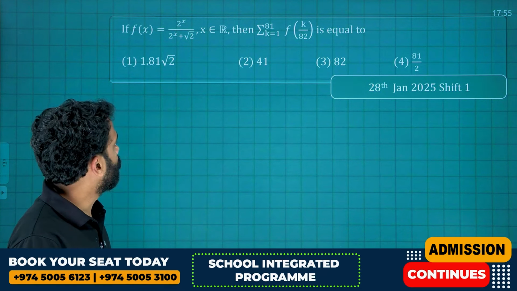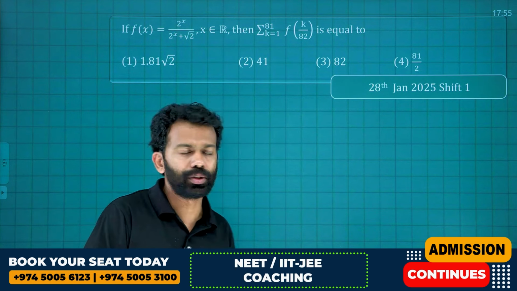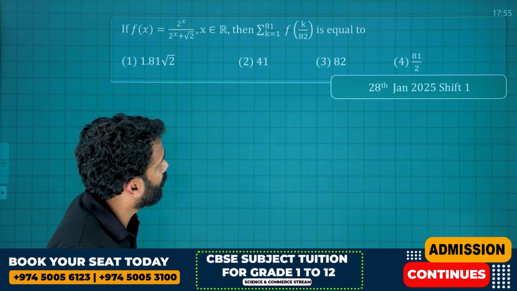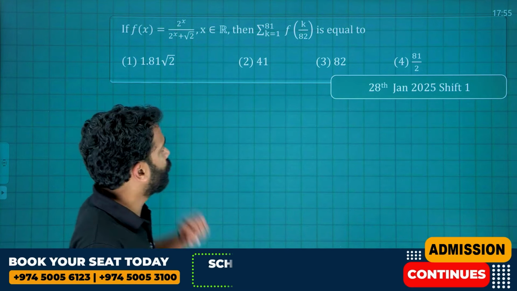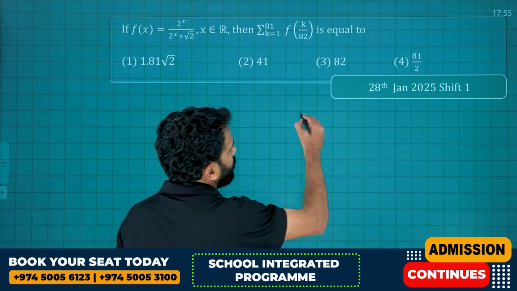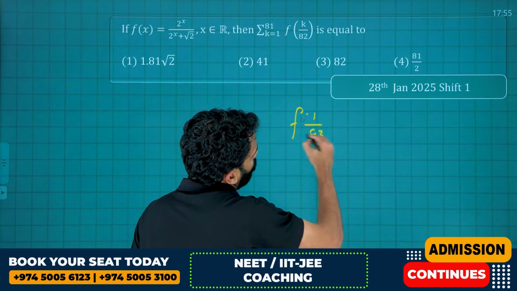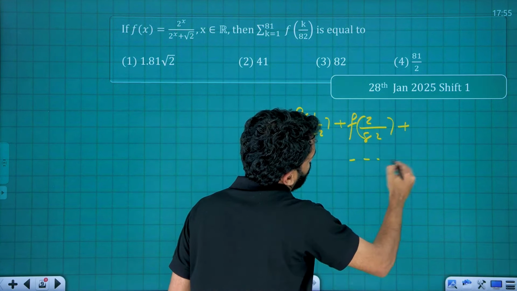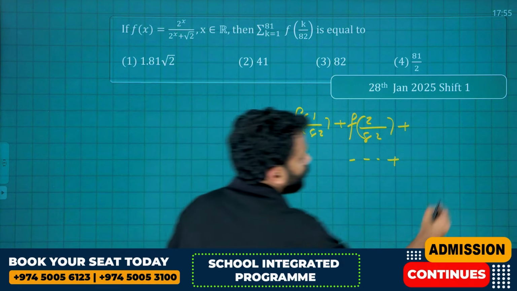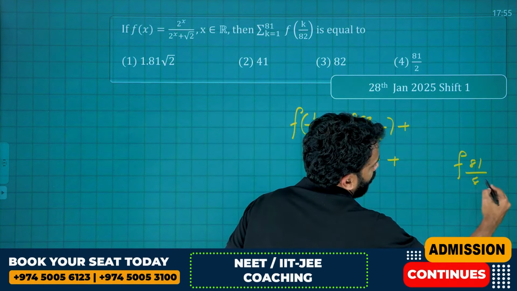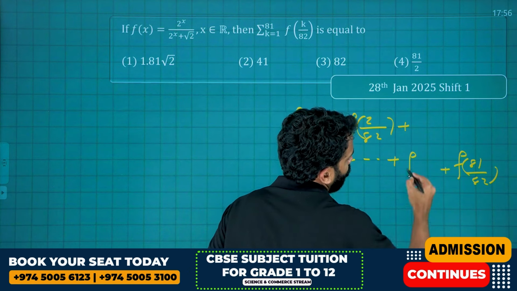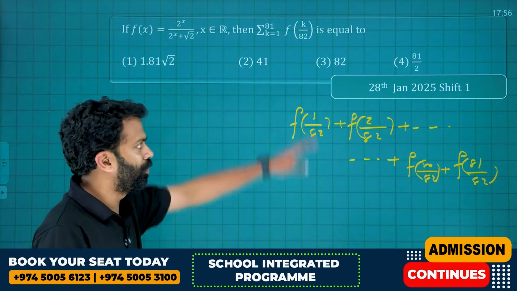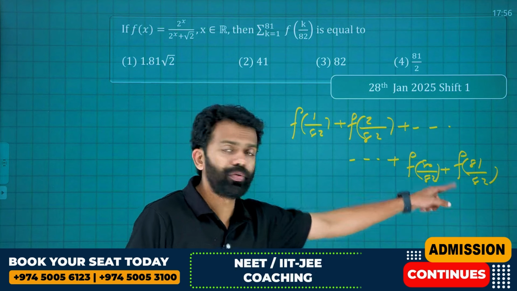f of x is equal to 2 raised to x divided by 2 raised to x plus root 2. And you need to find the sum k is equal to 1 to 81 of f of k by 82. That is, we can write here, f of 1 by 82 plus f of 2 by 82, okay, plus etc. plus f of 81 by 82, and a term just before that will be f of 80 by 82. Okay, it will be like this. So, you need to find f of 1 by 82 till f of 81 by 82.